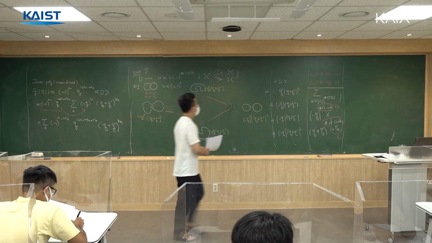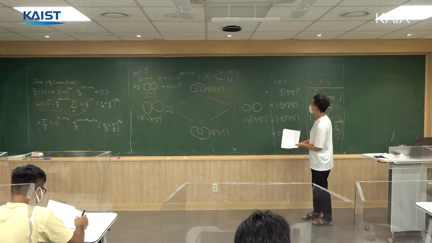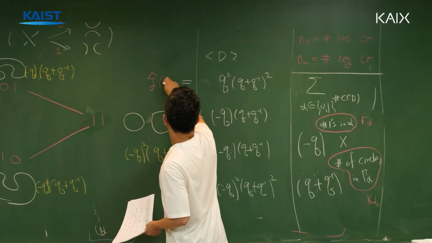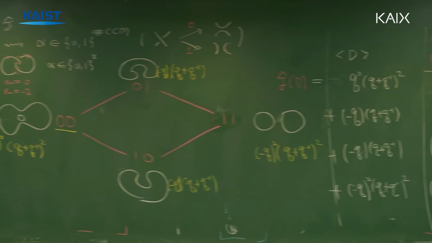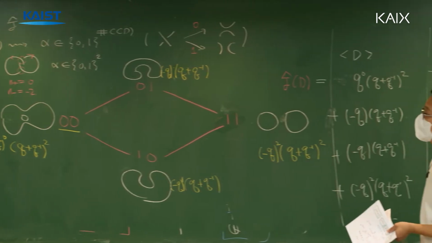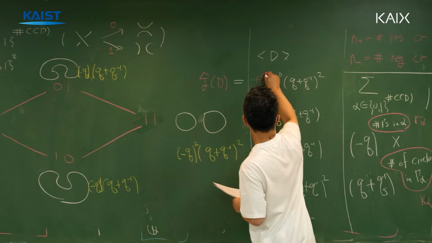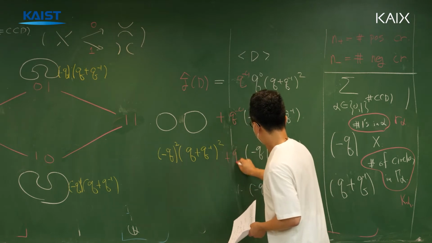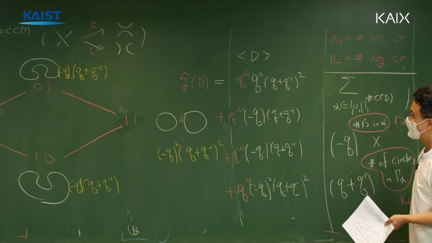So this was the Kauffman bracket of D, but the only difference, if you want to compute J hat of D, is that I'll be multiplying this extra term over here, the factor of (-1) to the n minus times q to the (-2 n minus plus n plus). This is how you get the Jones polynomial.